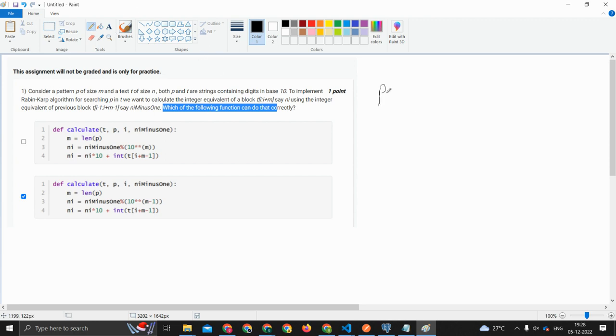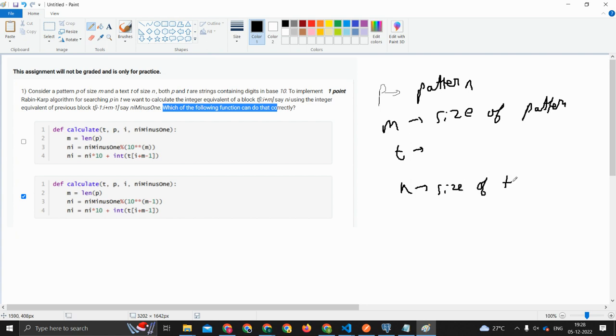So let us write it. Base pattern, M is size of pattern. Okay. T is text and N is size of text. Right. So these much are given. We implement the algorithm for searching P in T.